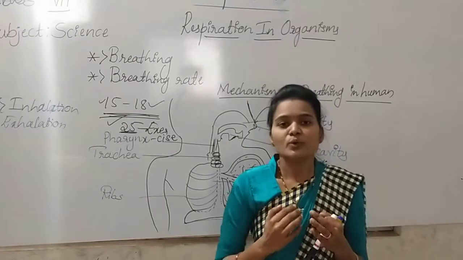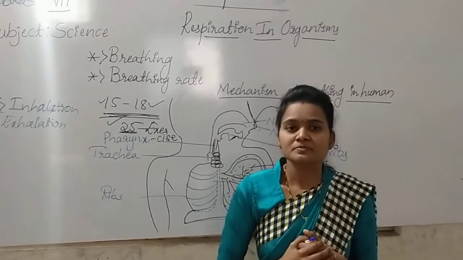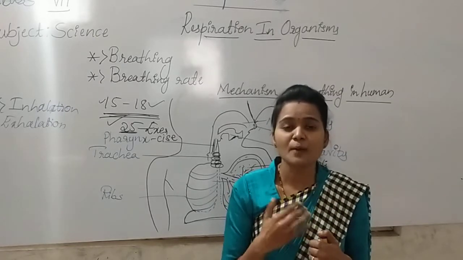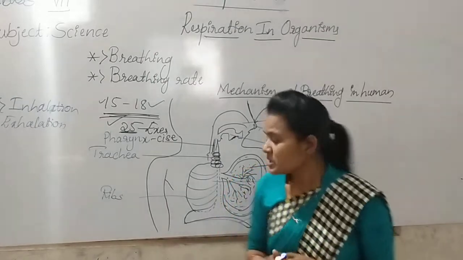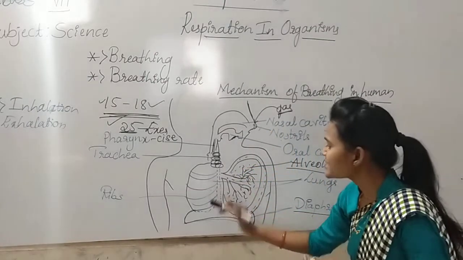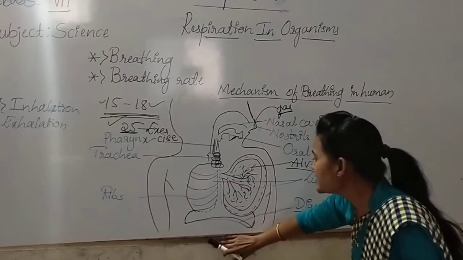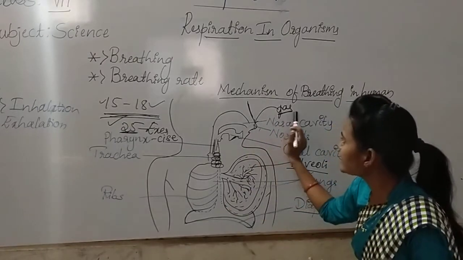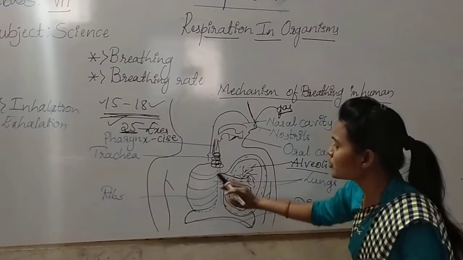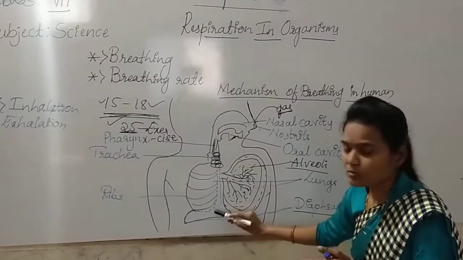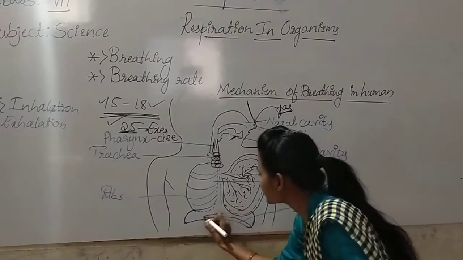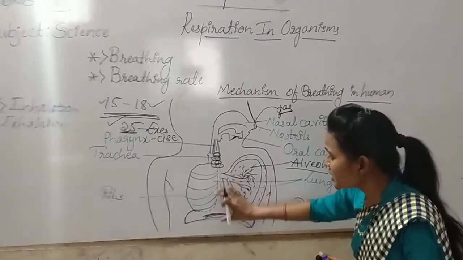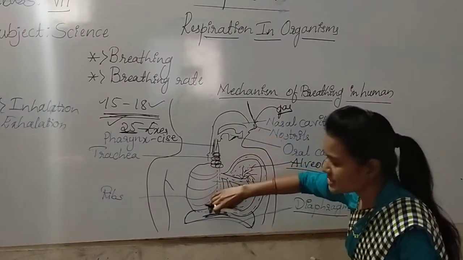And see, whenever we are inhaling oxygen like this, the chest cavity, the ribs, are moving upwards, and the diaphragm will be moving downwards. So what we are seeing is more space between the lungs and the diaphragm. Because of that more space, the gas will be entering.